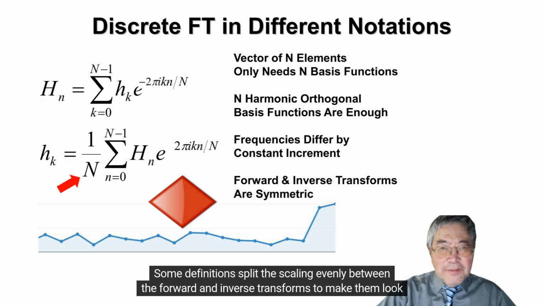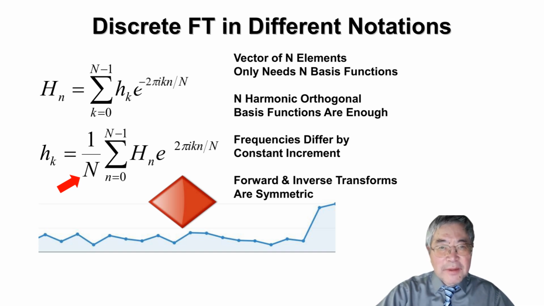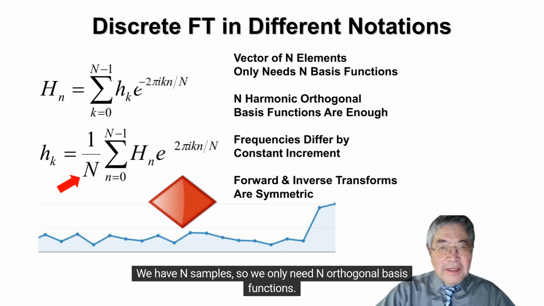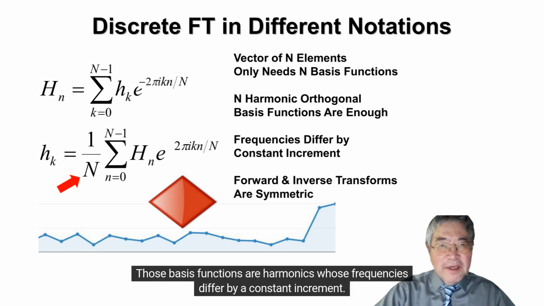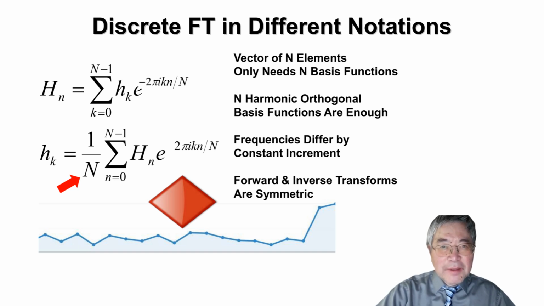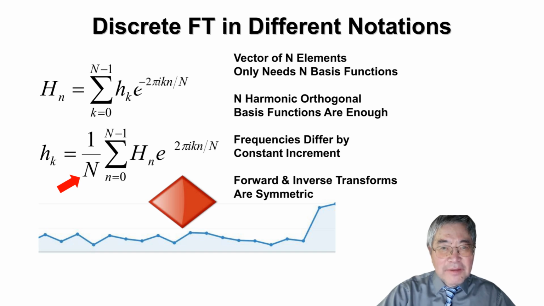Some definitions split the scaling evenly between the forward and inverse transforms to make them look perfectly symmetric, but that's just a matter of convention. The key points? We have n samples, so we only need n orthogonal basis functions. Those basis functions are harmonics whose frequencies differ by a constant increment. The forward and inverse transforms are nearly symmetric. The main difference is the sign in the exponent and where we put the scaling factor.